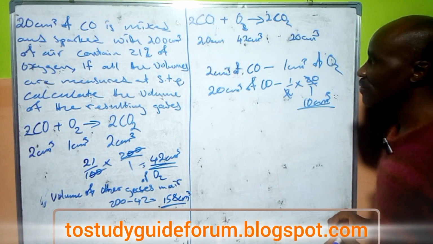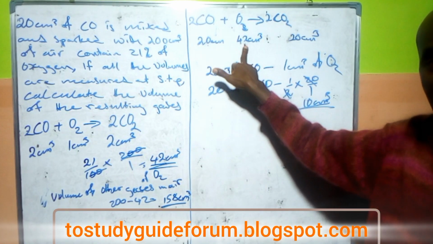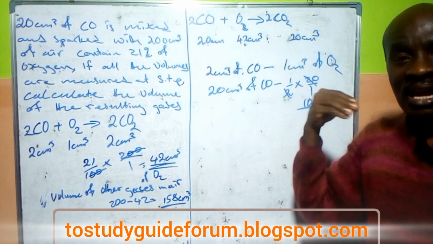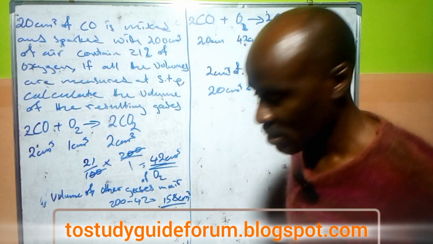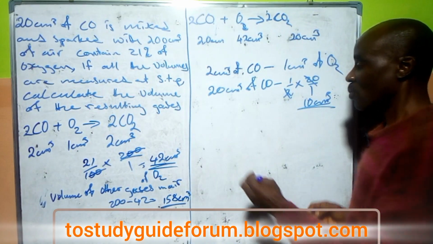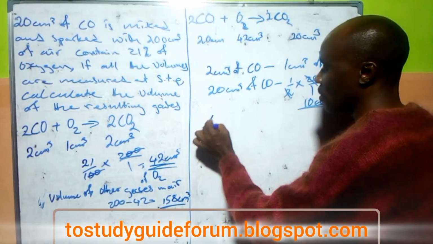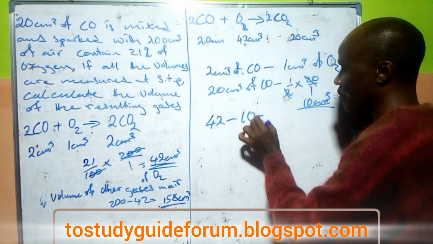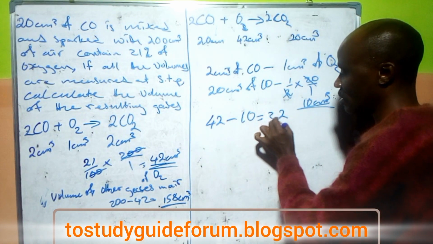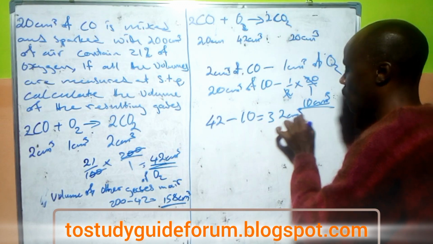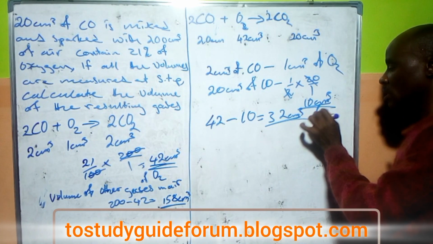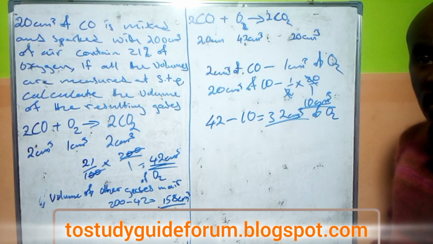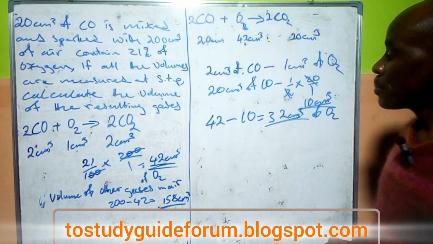So what are we doing here again? We are going to find out the volume of the unreacted oxygen, the volume of oxygen that did not react here. What are we going to do? That means 42 minus 10, that will give us 32 cm cube of oxygen, which did not react during the combination or the spark.